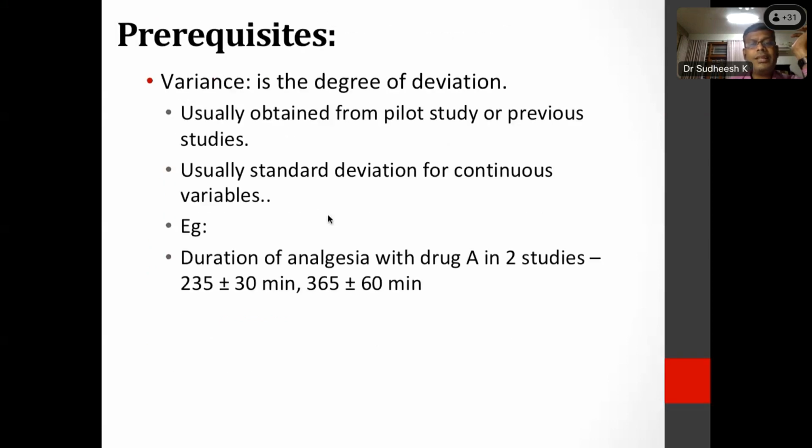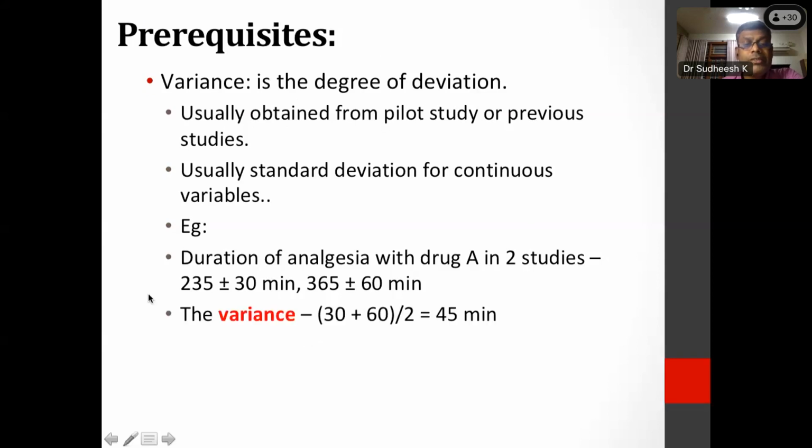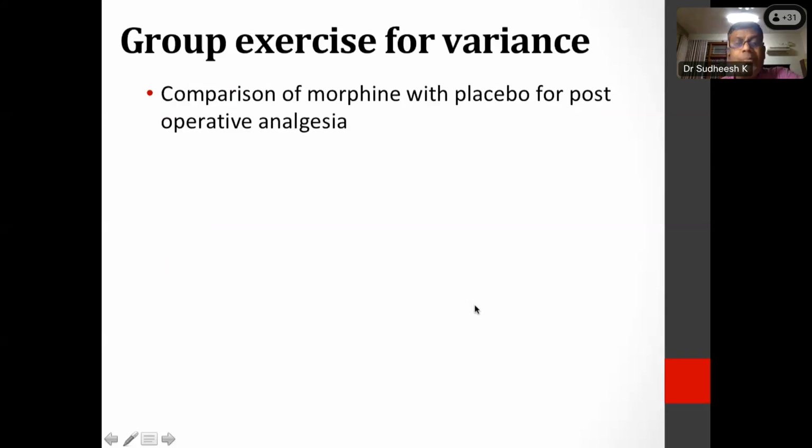Now, I just need to give an example here. Suppose you are comparing the duration of analgesia between two drugs, and with drug A, in two studies you observed that the duration of analgesia was 235 plus or minus 30 minutes and 365 plus or minus 60 minutes. Now this 30 minutes and 60 minutes is the variance you observe. So how do you come to a conclusion as to what variance you have to enter in the formula? What you can simply do is take the average of these two and use this as the variance to be entered in your sample size calculation.